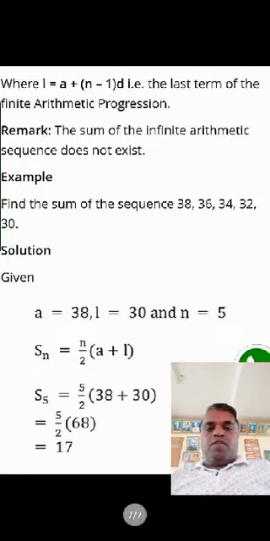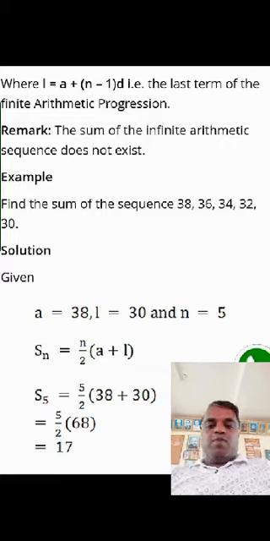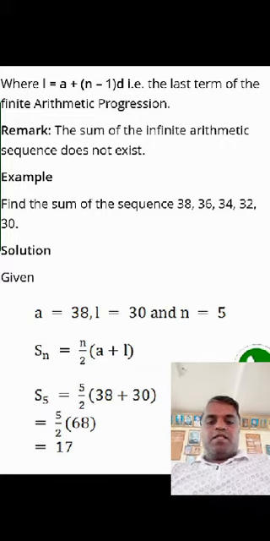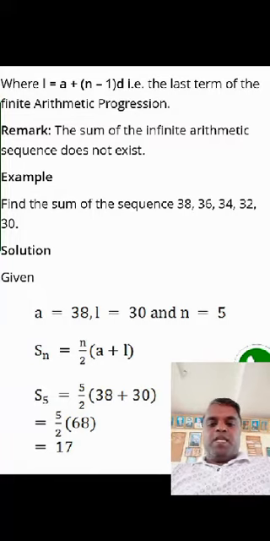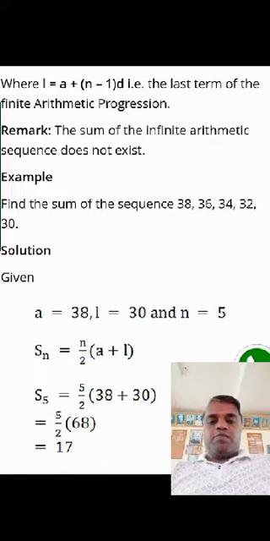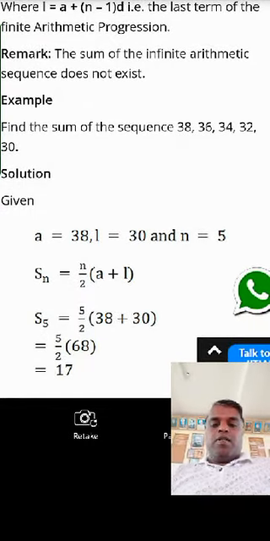So we have to solve one example. Find the sum of the sequence 38, 36, 34, 32, 30. In that, a is how much? The first term, 38. They have given the last term. The last term is what? 30, that is l. What is the number of terms? How many terms are there? 5 terms: 1, 2, 3, 4, 5. n is 5. Then we have to apply the last term formula directly.